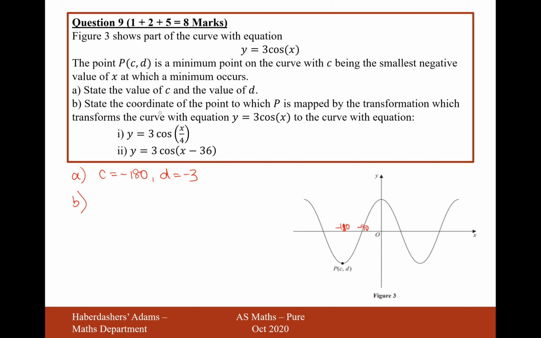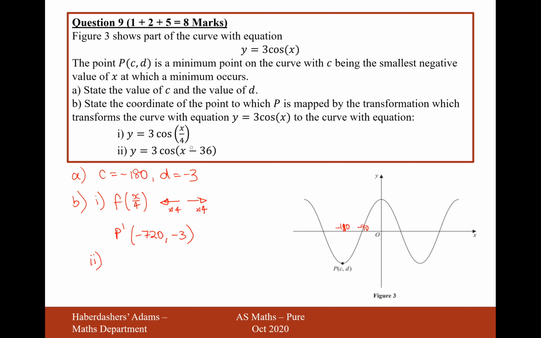Moving on to part B, state the coordinate of the point to which P is mapped by the transformation of 3 cos x applying this expression here. So this is going to be the transformation of f of x over 4. That means it's going to stretch things outwards by a scale factor of 4. So P dash is now going to be 180 times 4, that's 720, so it's going to be minus 720, and then the minus 3 will stay where it is.